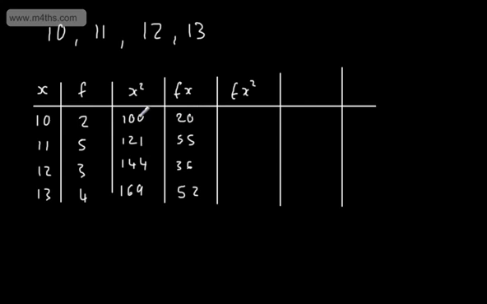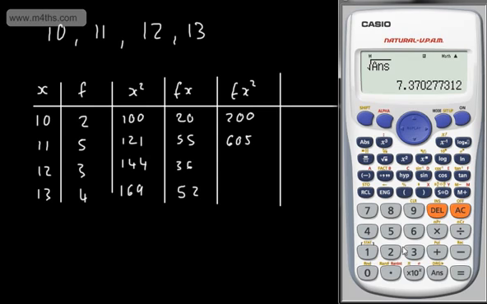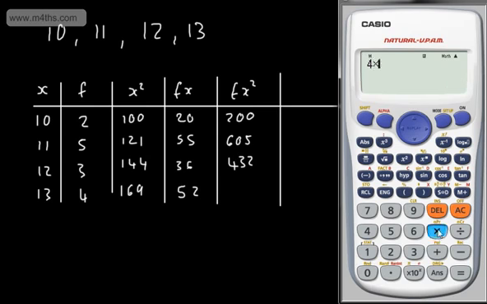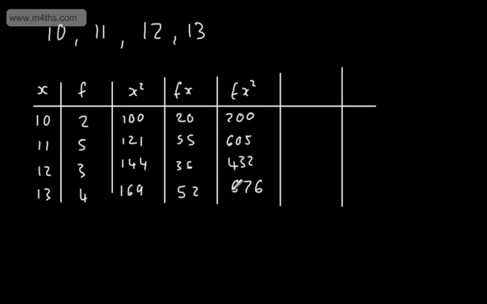Frequency times x squared will give me 200, then 605. Let me check the next one through the calculator. Fx squared: 3 times 144, I should know better, gives 432. And this one right here is 676. Let's just check that. Right, okay. So let's now sum these up.